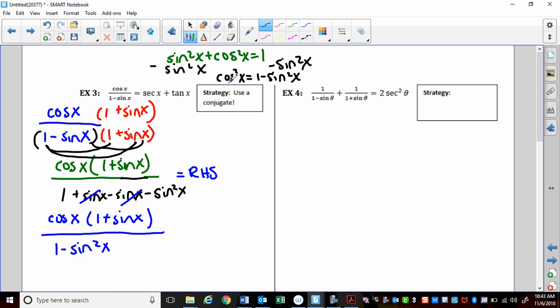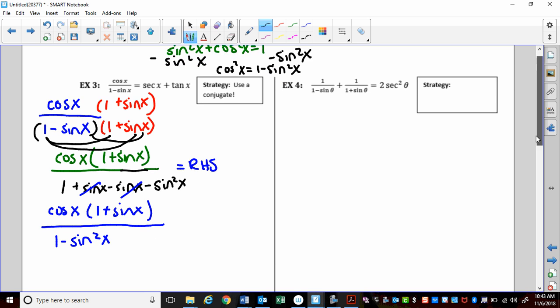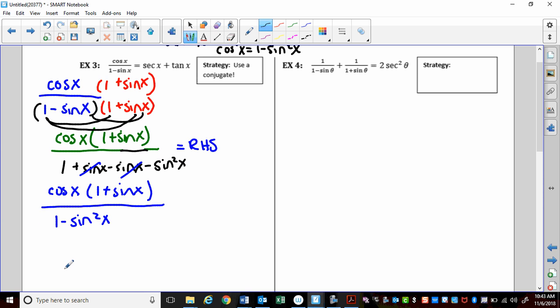So 1 minus sine squared of x is cosine squared of x. So I'm going to say, well, the denominator is cosine squared. The numerator is going to stay the same for the moment. Now I can cancel these two. That's why I didn't want to distribute it, because I knew this was going to be able to be canceled. So cosine divided by cosine is 1. What I'm left with is 1 plus sine of x over cosine of x.